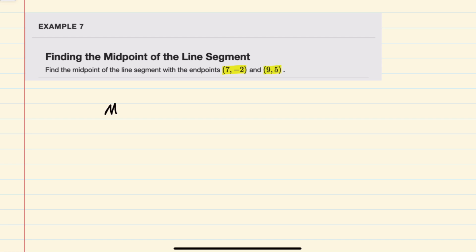We should recall that the midpoint formula is just the average x value, so (x1 + x2)/2. That will be our midpoint x coordinate, and then the midpoint y coordinate is the average y value, which is (y1 + y2)/2. So notice that all the midpoint formula is saying is that the average x value and the average y value make up the coordinates of the midpoint between two endpoints.